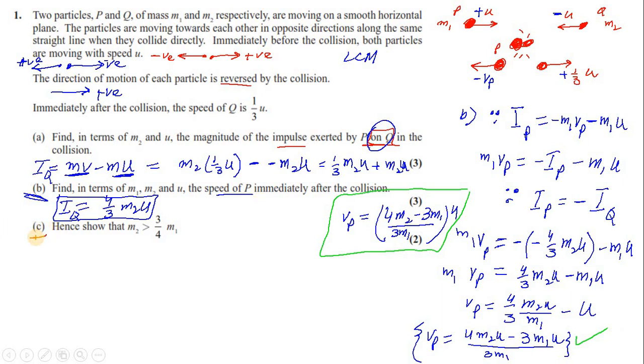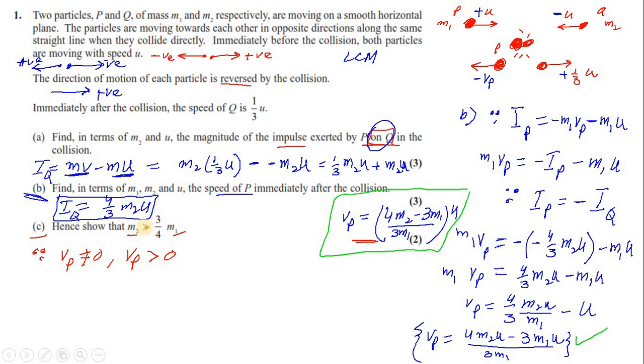Part C is: hence show that M2 is greater than 3/4 of M1. Clearly, because we have just one relation between masses M1 and M2, which is given by the answer of part B, which is Vp equal to this. And we know that after collision, particle P will be moving with some speed. So for part C, Vp cannot be 0, and it should have some positive velocity, because we need to find the relation between masses, so there's no need for direction. So Vp should be positive.